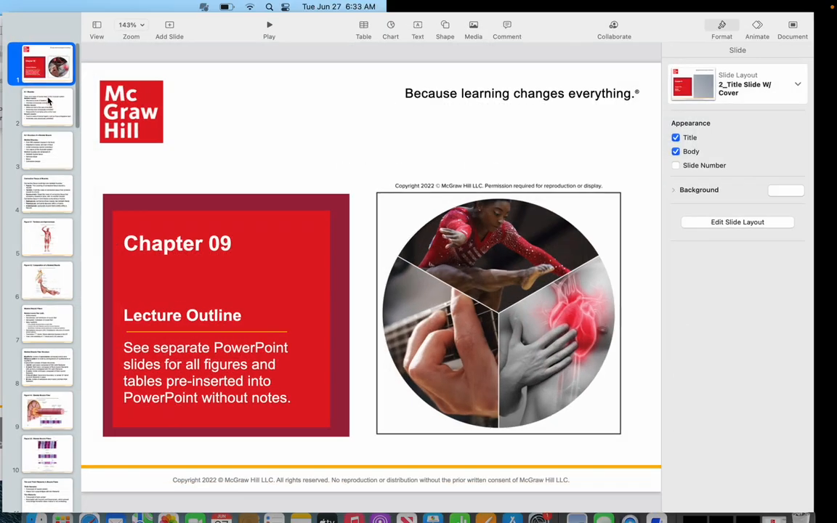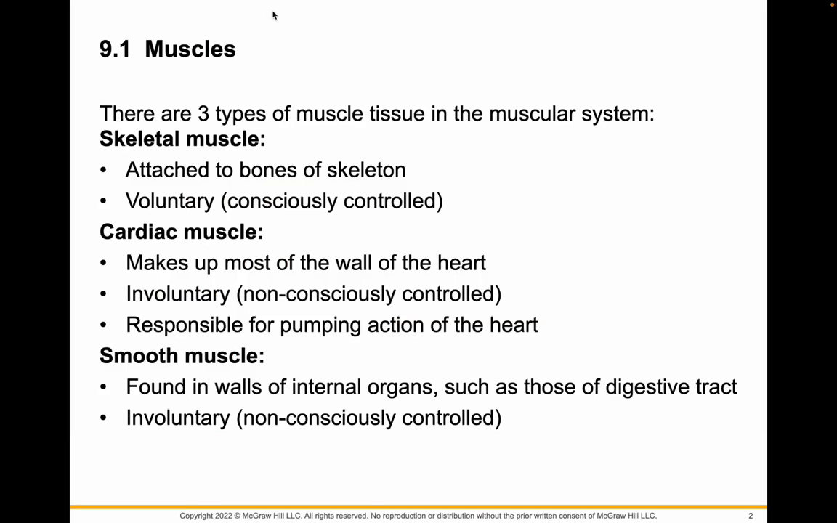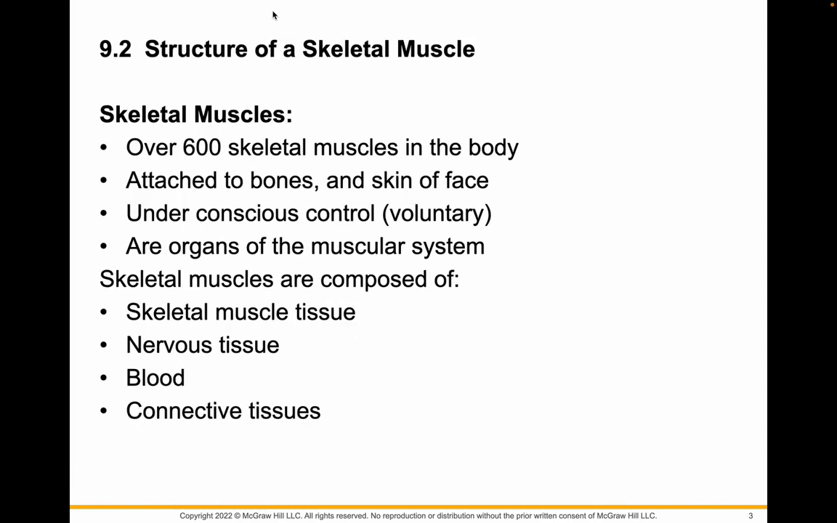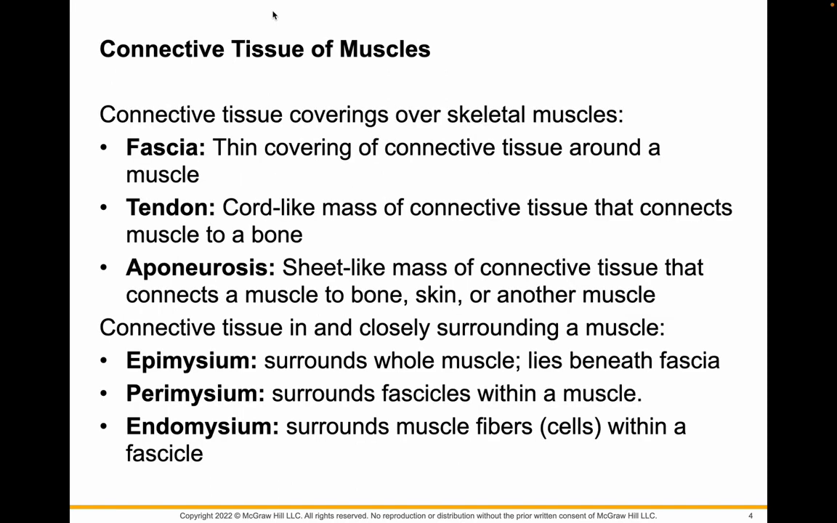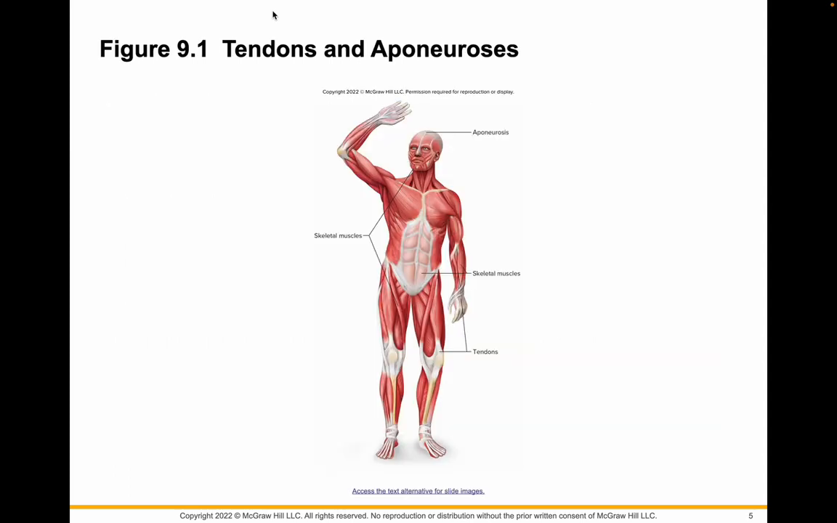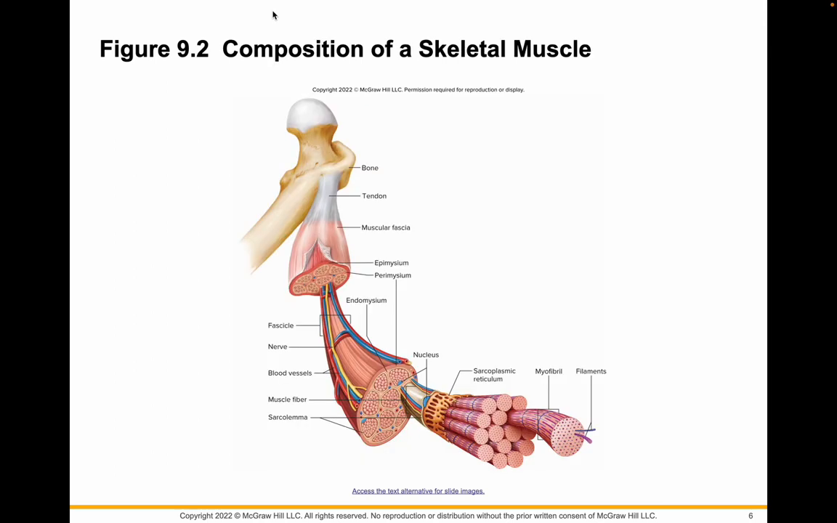All right, in chapter 9, we studied the muscular system, and we reviewed that there are 3 types of muscle tissues: skeletal, cardiac, and smooth. And we did focus on skeletal muscles. So we looked at the parts of a muscle, the fascia, the tendons, and then the epimysium, perimysium, and endomysium, the connective tissue that compacts these muscles. And so you can see that the tendons connect muscle to bone. And then you'll need to know this picture for your test for sure.